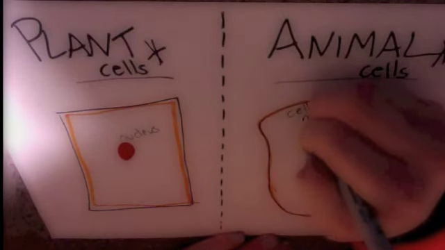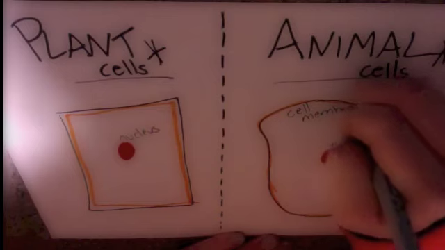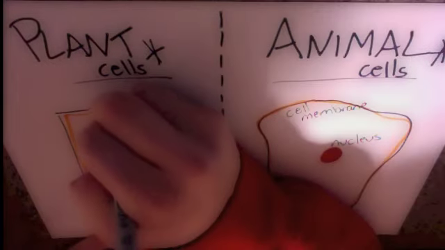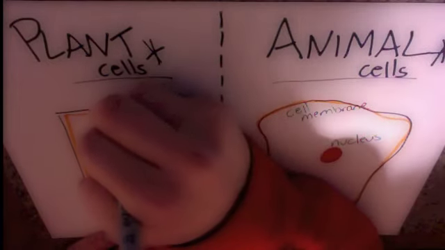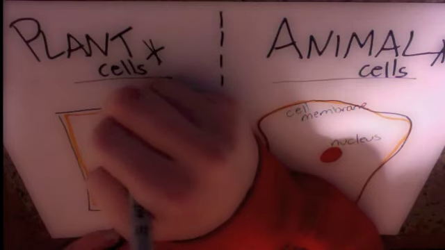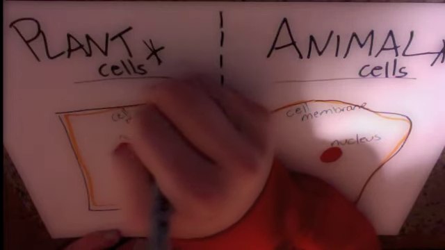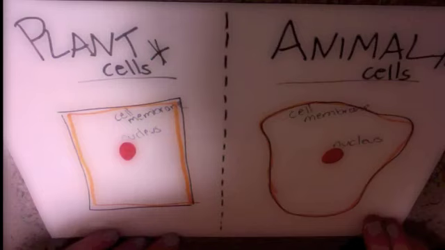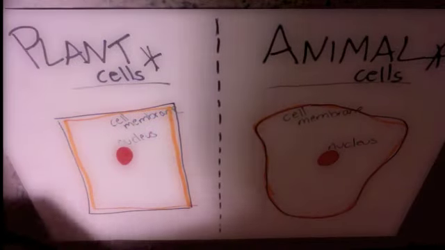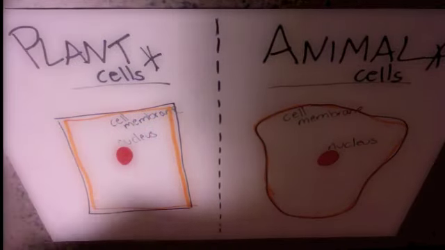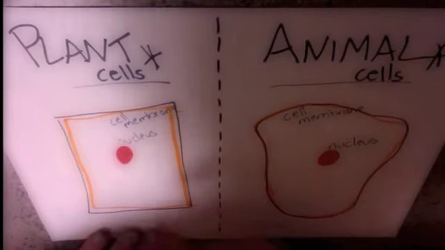So it's the cell membrane. The cell membrane is a lot like a bouncer in a club. It gets to decide what comes in and what comes out of the cell. There we have it. Next, in both plant and animal cells, we have something called the cytoplasm.